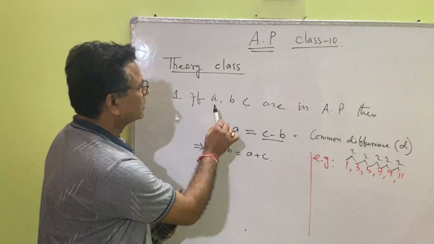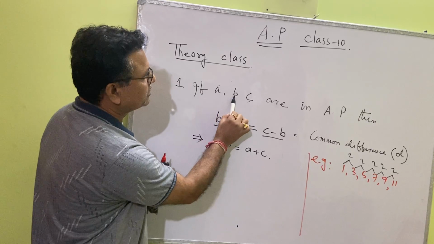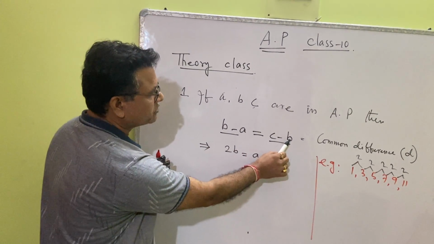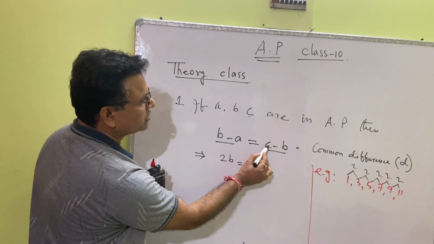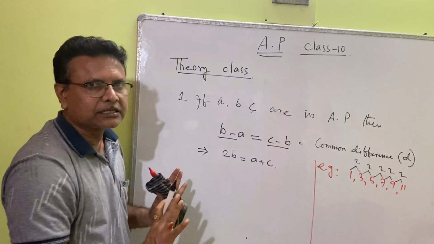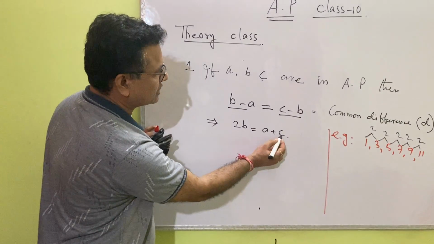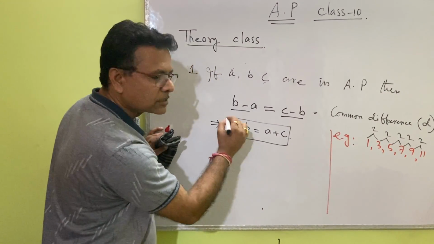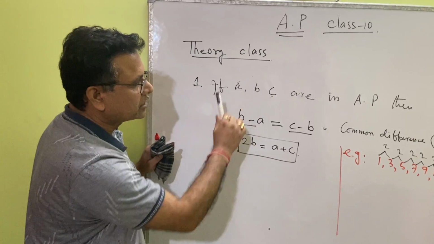So here in three numbers A, B, C, I have said that if three numbers A, B, C are in AP, then B minus A is equal to C minus B. The difference of second and first is equal to the difference of third and second. So this is, I think, nicely understood. From this result, I can write 2B is equal to A plus C. This is another way by which I can check whether three numbers are in AP or not.